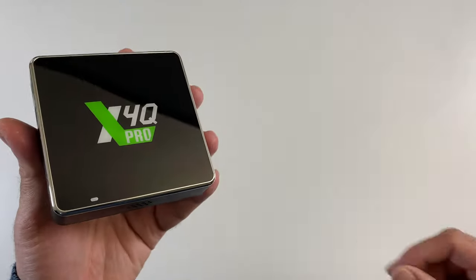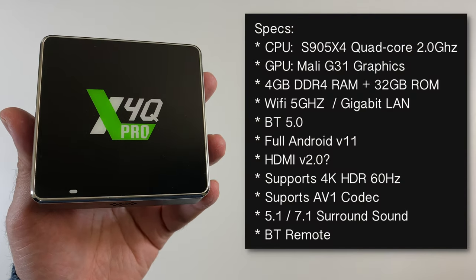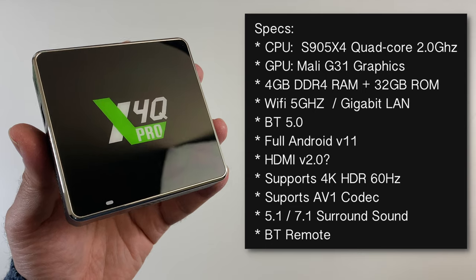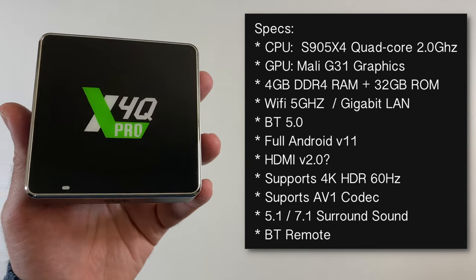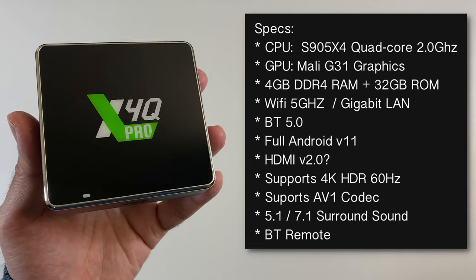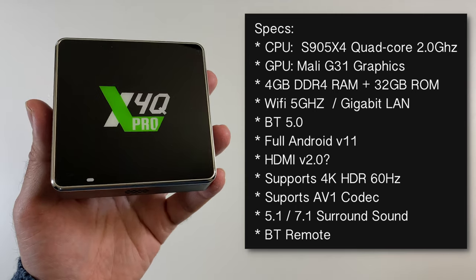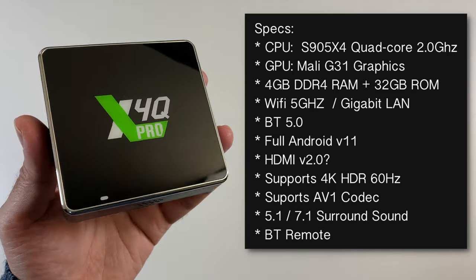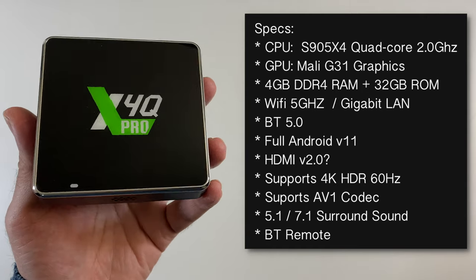Now quickly run through the specs. This one is powered by the S905X4 quad-core clocked at 2 GHz, and for graphics we have the integrated Mali G31. This has 4 GB of DDR4 RAM and 32 GB of internal storage. You've got 5 GHz Wi-Fi, Gigabit LAN, Bluetooth 5.0. This is running full Android version 11. This supports 4K HDR at 60Hz, and this does support the AV1 codec.